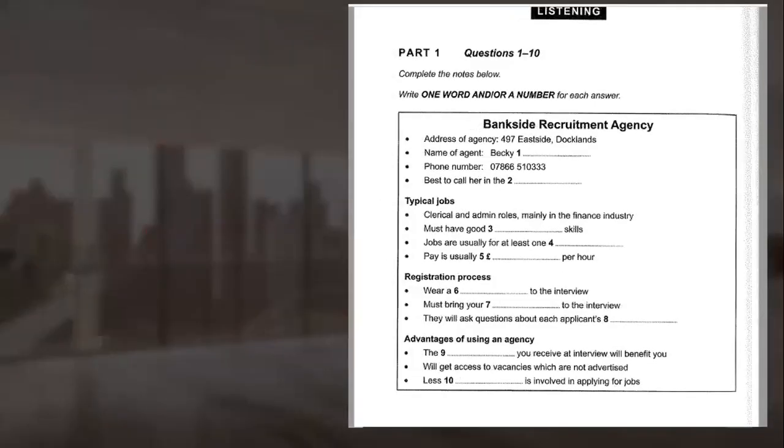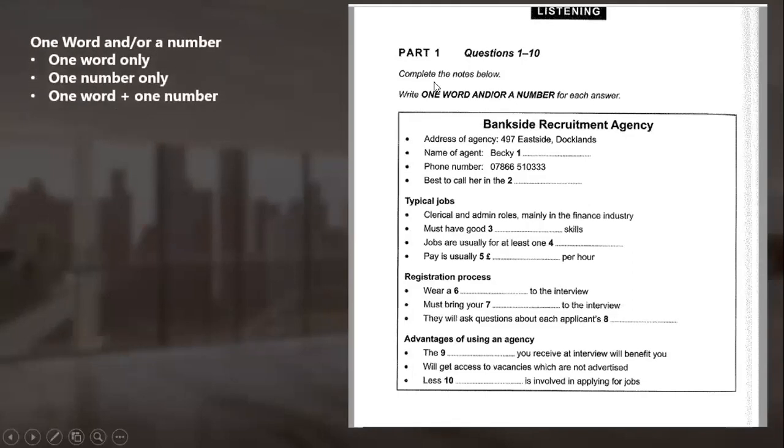Now, another thing you need to take note of is the instruction. If you look at the very top here, where my cursor is rotating, you see the instruction says you should write one word and or a number. Now, it's very important that you know what this means. What does one word and or a number mean?